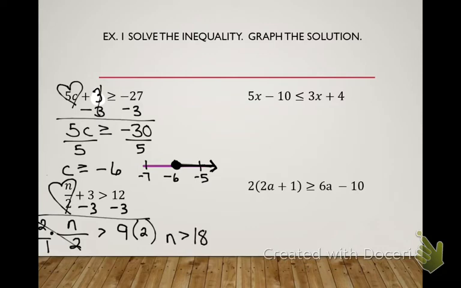I want you to get it on your number line. Go ahead and get it on your number line. What number goes in the middle? 18. What number goes to the left? 17. What number goes to the right? Okay. Open or closed dot? It's an open dot. Which way is my arrow going?